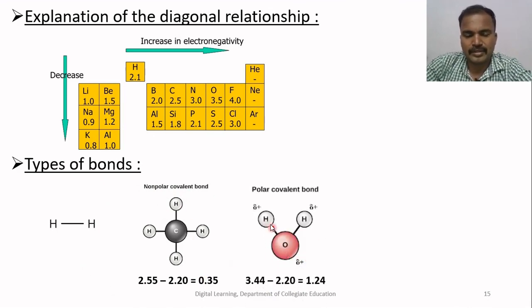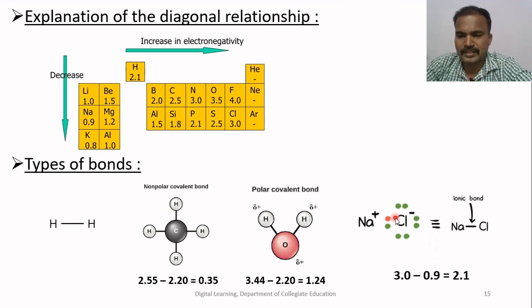If the bond is between two atoms where the electronegativity difference is less than 1.7, say I have considered a water molecule here. The electronegativity of oxygen is 3.44. The electronegativity of hydrogen is 2.20. Then the difference is 1.24. So here the bond is a polar covalent bond.